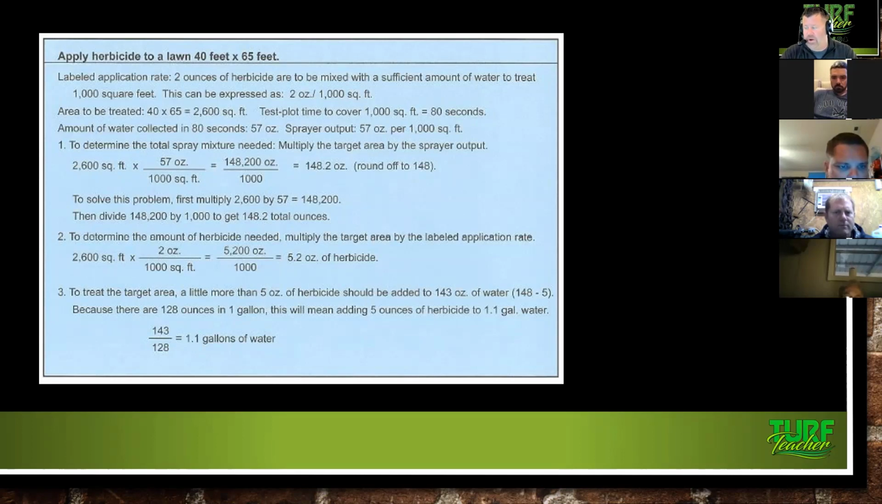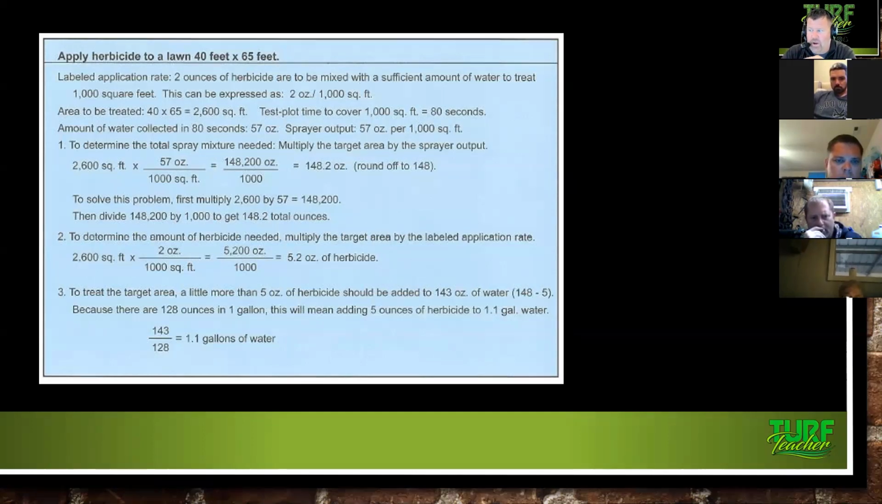So you're going to multiply the target area by the sprayer output, 2,600 square feet times 57 ounces per 1,000. That gives us 148,200 ounces. And we divide that by 1,000. We've got 148.2 ounces. We're going to round off to 148. So basically, our total spray mixture is 148. That's pesticide and water.